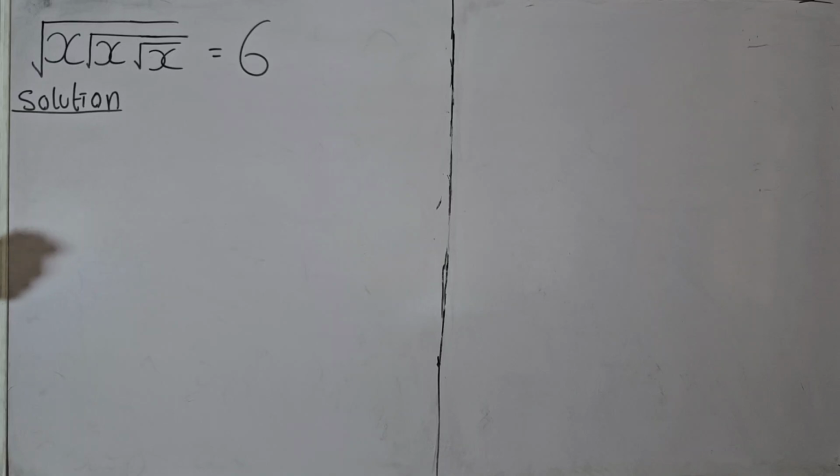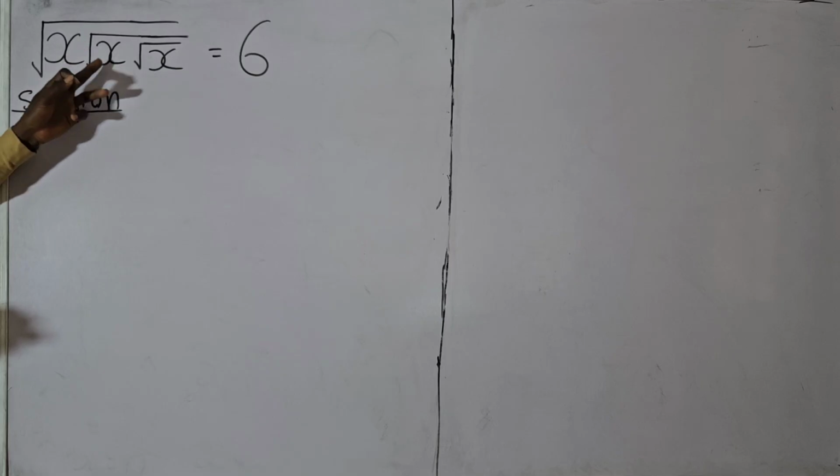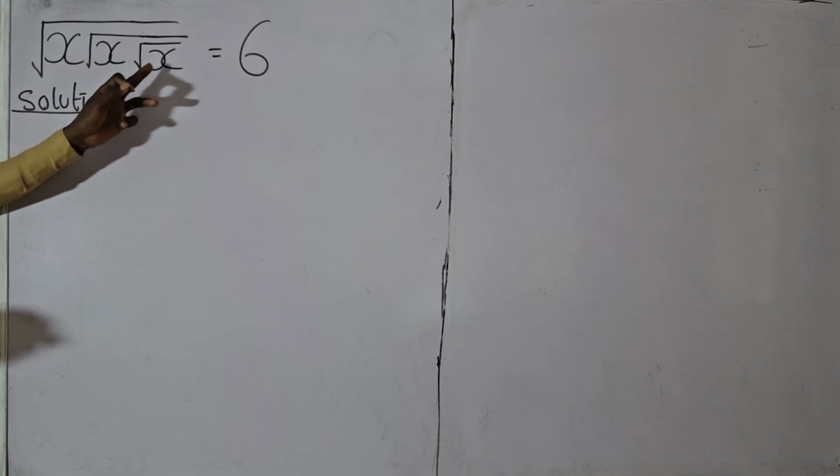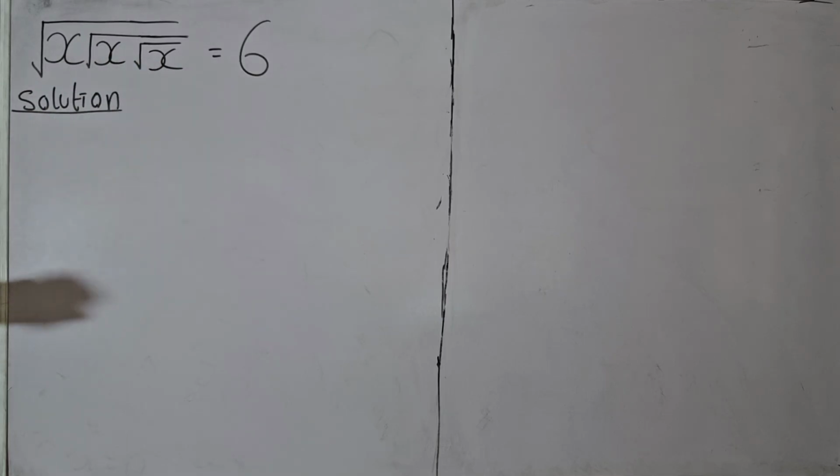Best way to solve this question. We are asked to solve for the value of x, where root of x, root x, root x equals 6. To solve this question, we first have to square both sides to get rid of this square root.